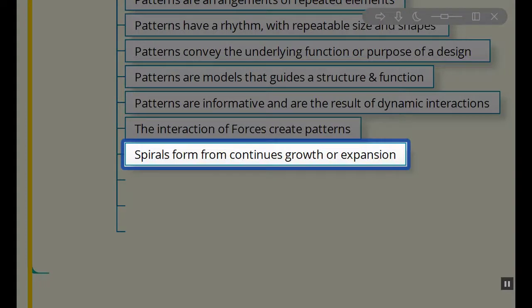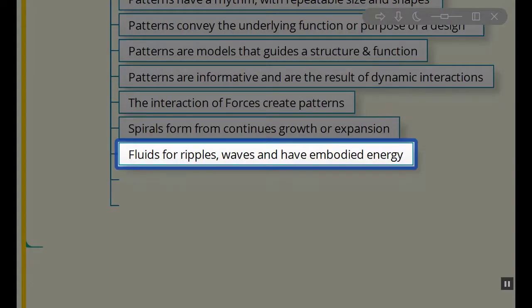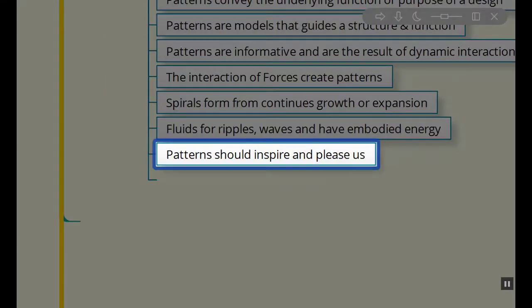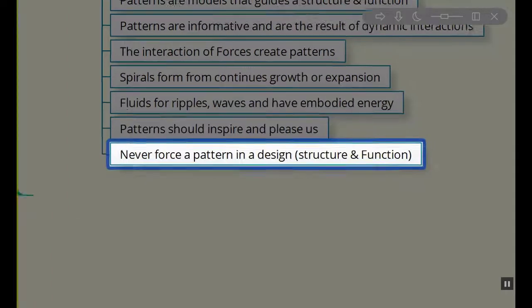Spirals form from continuous growth or expansion. We think about snails and all. Fluids, ripples and waves have embodied energy in them. Patterns should inspire us. They should please us. Those are things that we want to look at.